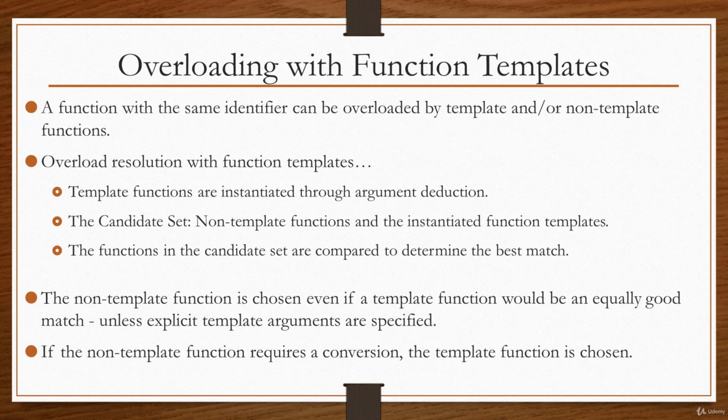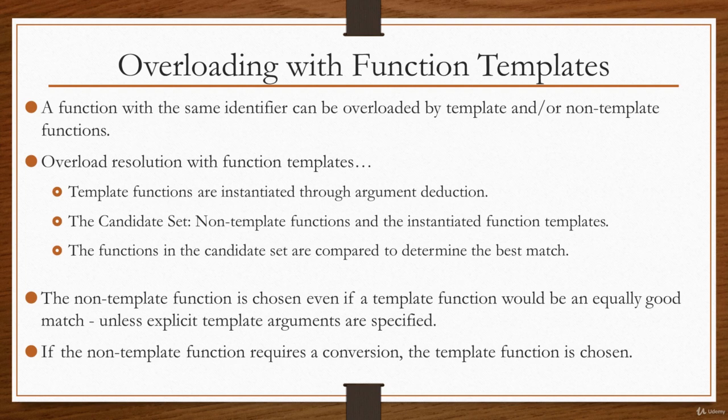Two important points. The non-template function is chosen even if a template function would be an equally good match, unless explicit template arguments are specified. If the non-template function requires a conversion, then the template function is chosen instead. As an example, let's have a non-template function with an integer as a formal parameter, but you pass in a double as an actual argument. Then it's going to choose the template function instead, because it's going to have to do a conversion from double to int, in which case you can lose some data, right?